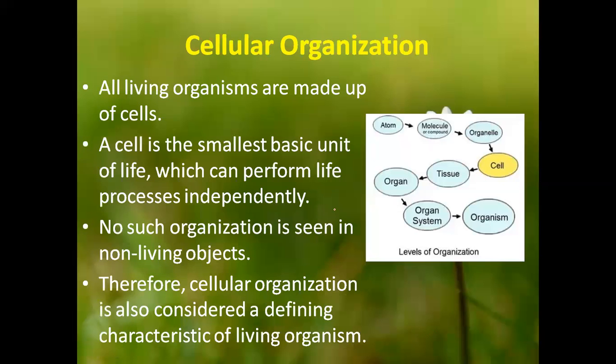So this is what we have already discussed about cellular organization. Hopefully you remember this. Please do not forget from atoms to molecules, but if you like, don't go to that level. Just remember from cell to tissue, tissue to organ, organ to organ system, and then the organism. Cell, tissue, organ, organ system, and organism. These are the living levels of organization. It's very important for you to remember the levels of organization.